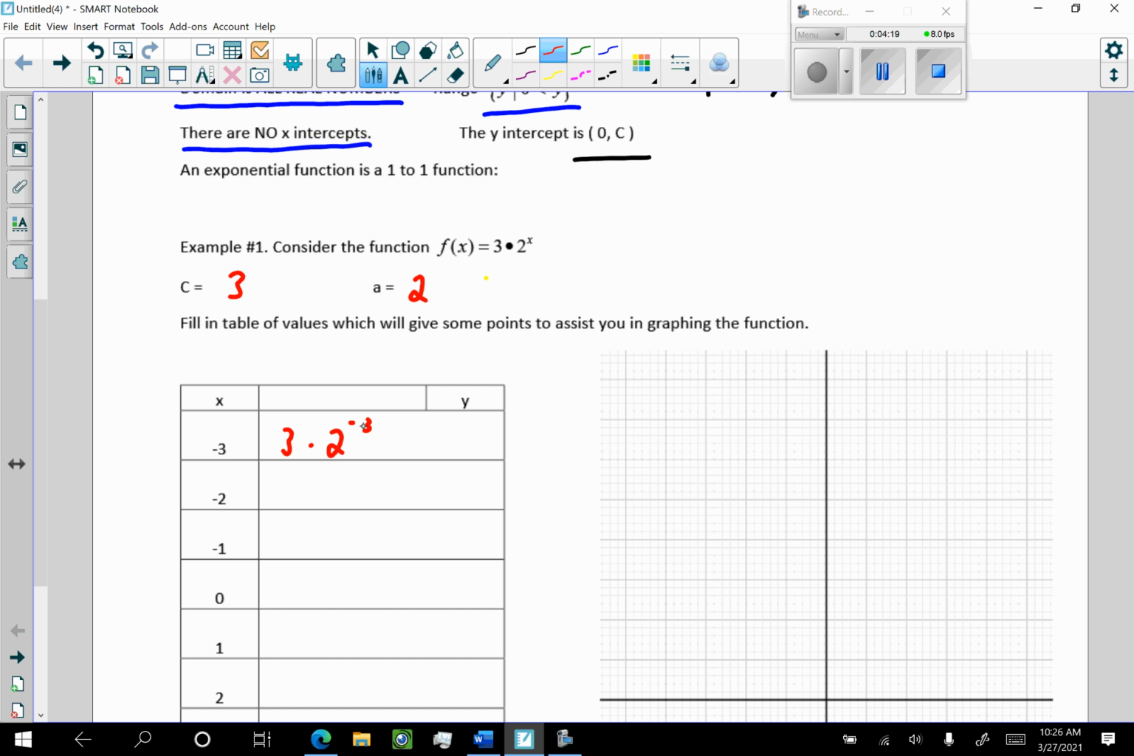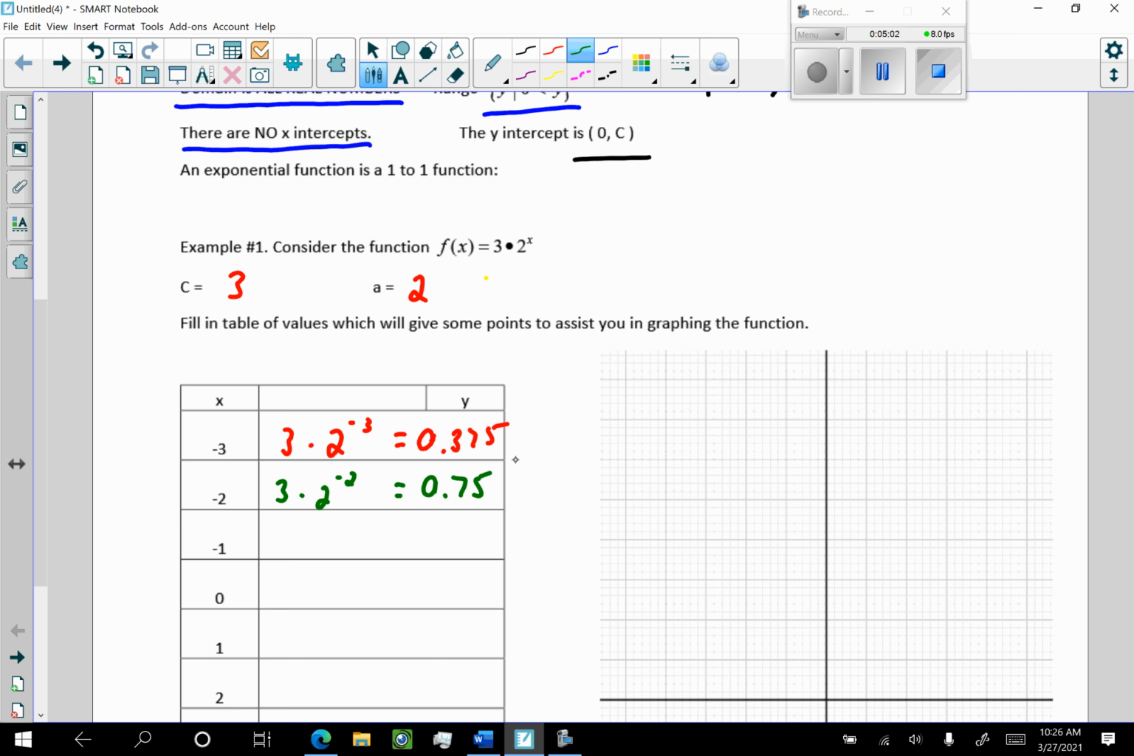But just so that we can graph it easy, and you can verify this in your calculator, that's going to be 0.375. And that is indeed 3/8. So if we put negative 2 in, what do we have? We have 3 times 2 to the negative 2. 2 to the negative 2 is 1/4 times 3 is going to be 3/4. And again, we're going to write this in decimal form because it's going to make it easier for us to graph that point.